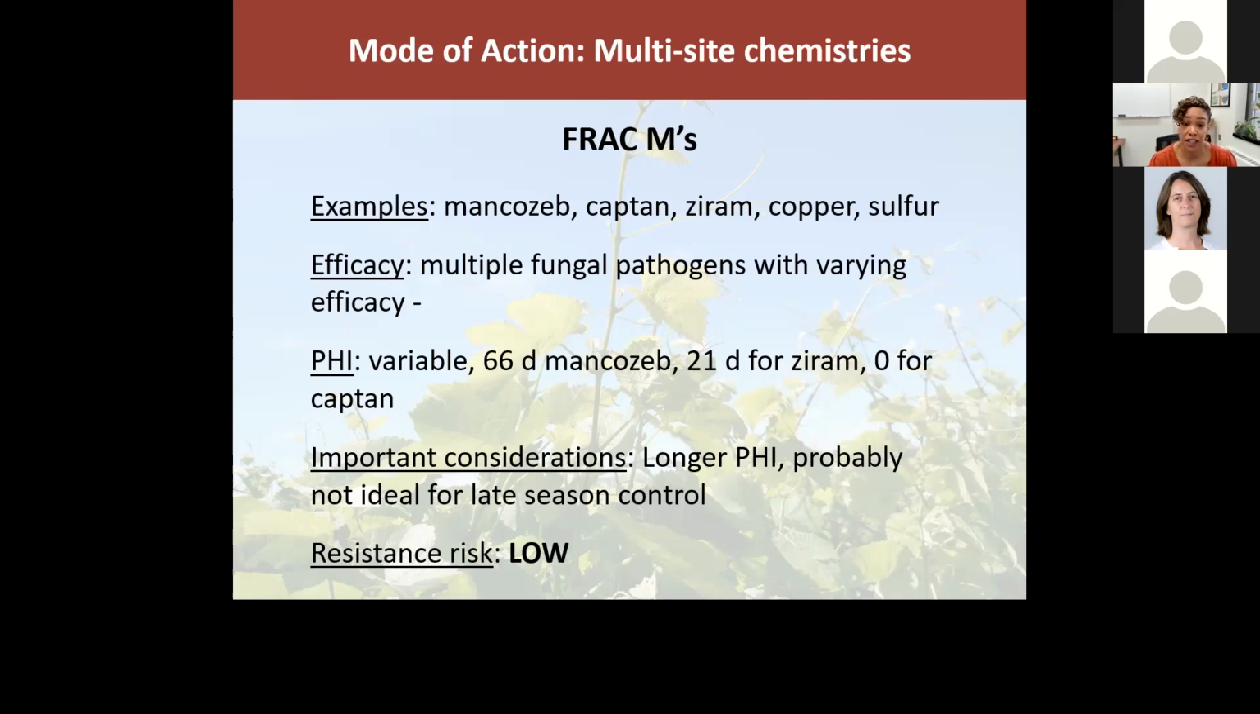Additionally, with that longer PHI, as I mentioned, it's not ideal for late season control. And as I emphasized earlier, these multi-site chemistries are relatively low risk for fungicide resistance development. But it's important to remember that low risk does not mean there's no risk, right? So still using these with good pesticide stewardship is of value.